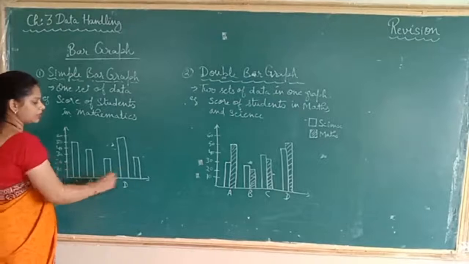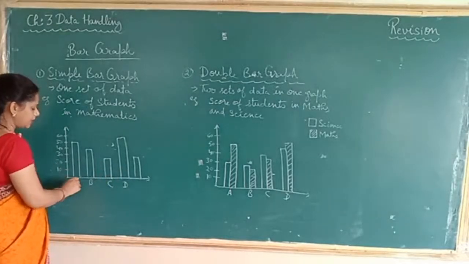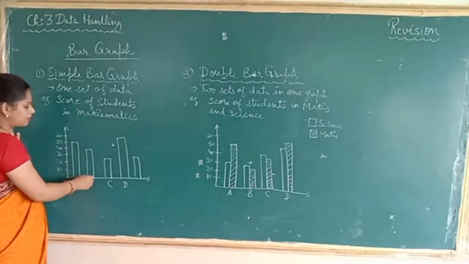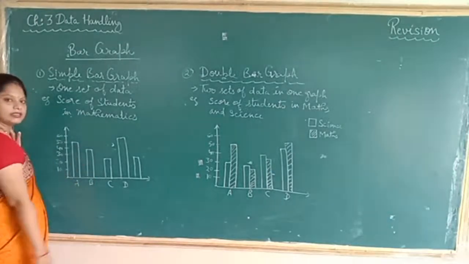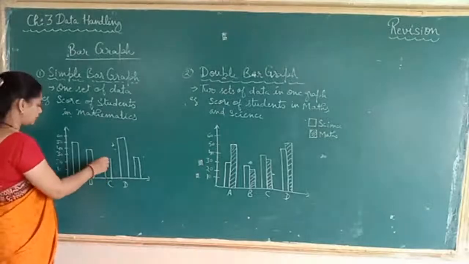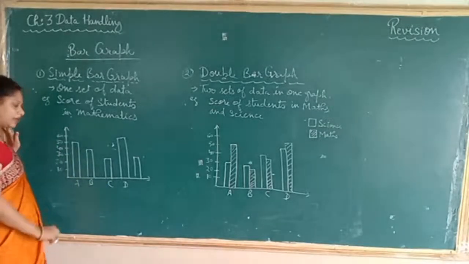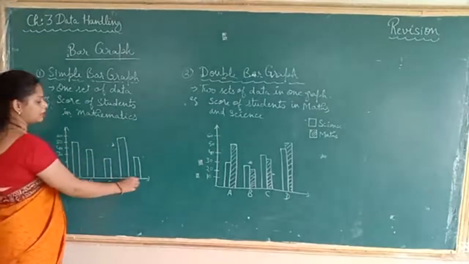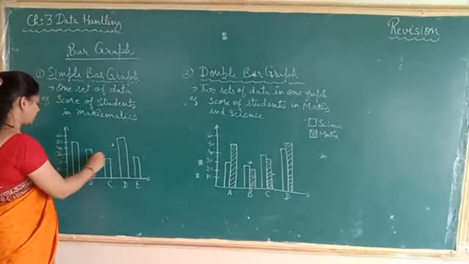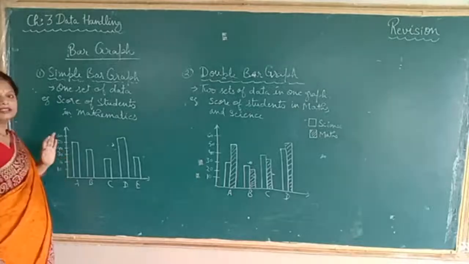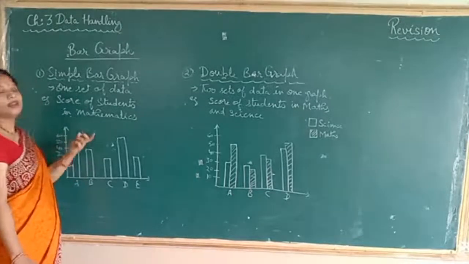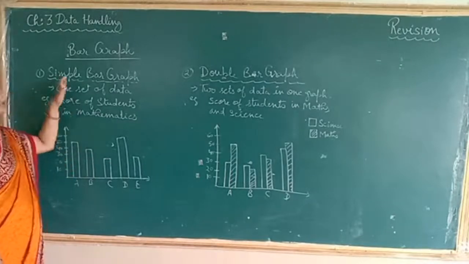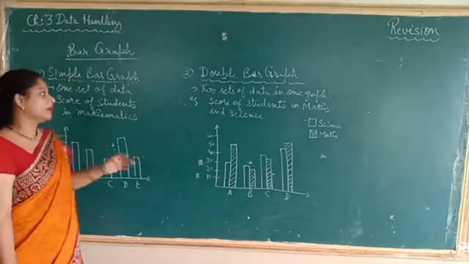So it will be represented here like this. A student got 50 marks in maths. B student got 40 marks in maths. And C student got 30 marks in maths. Similarly, D student got 60 marks in maths. And E student got 35 marks in maths. So a single set of data is represented on a single graph. It is known as a single bar graph.